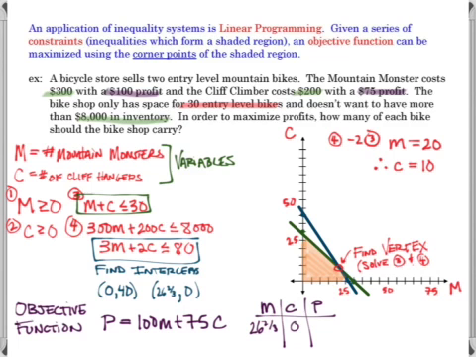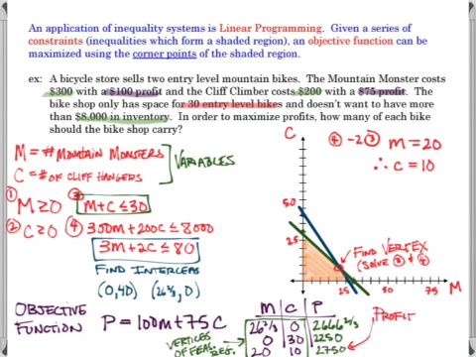So the 26, 0, that is my vertex right there. The next one is going to be up here at 0, 30, and then the last one is the one that we found algebraically of 20, 10. So I plug this into my profit function, and I find that I have the following profits. And it's pretty obvious that the biggest one is right there. So profit is maximized when I have 20 mountain monsters and 10 cliffhangers.